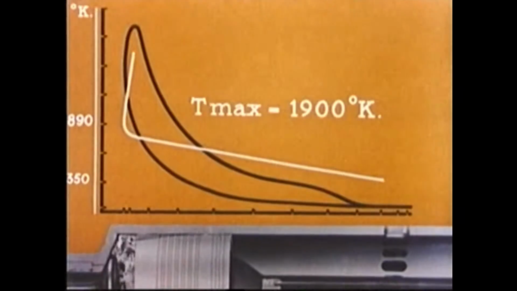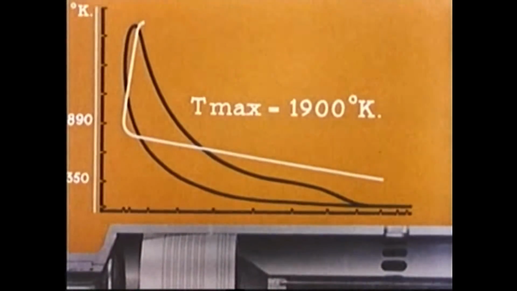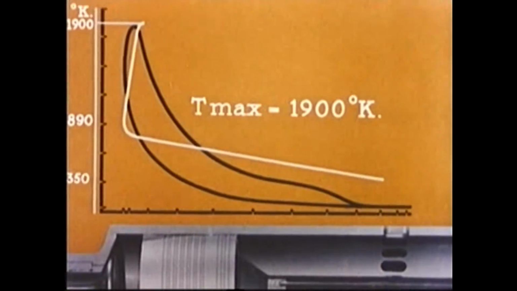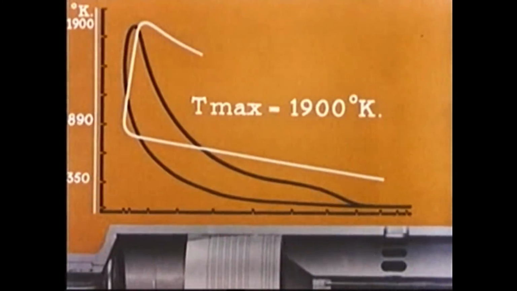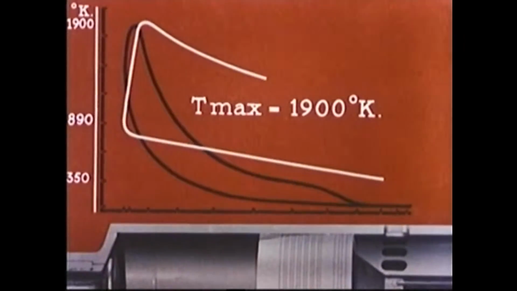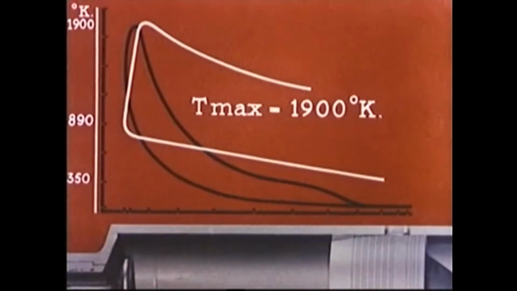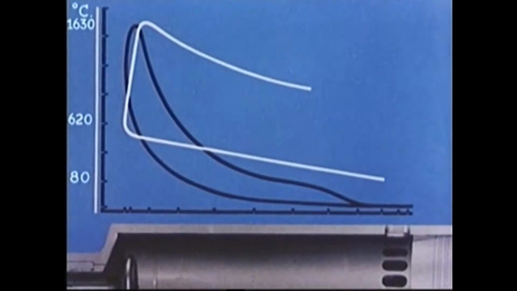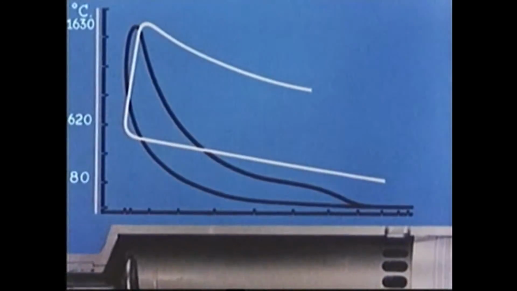The highest temperature occurs at the cessation of combustion. It is here found to be 1900 degrees Kelvin. In this way, the whole of the temperature curve may be calculated, right up to the moment when the exhaust valve opens. To get a better idea of what is happening, we will measure in degrees centigrade instead of degrees Kelvin.